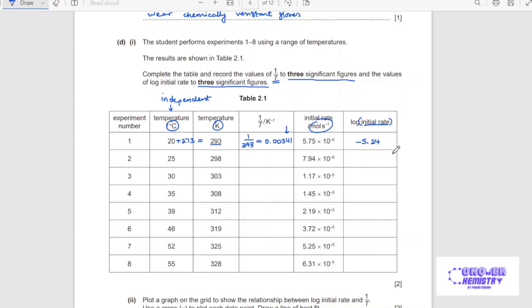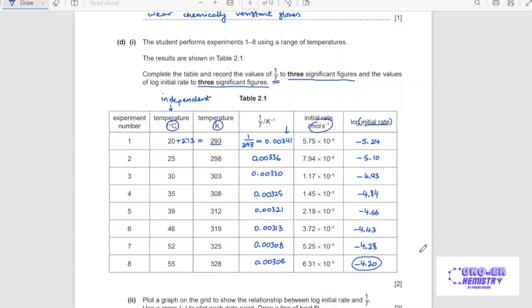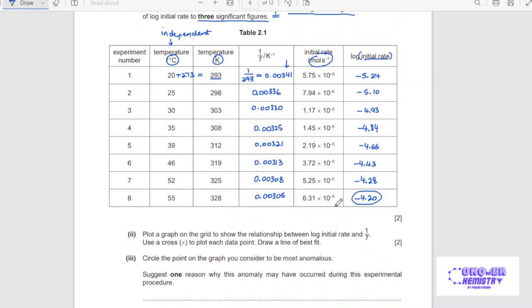Now I'm just going to fill in the rest of the table. And with a snap of my fingers, the values are ready. So now here's the thing, I've made sure that all values are to 3 significant figures for both 1 over T and log of initial rate. Now, one little tip that I would like to give you here is be careful with your rounding, okay? Especially this last value over here, minus 4.20. From the calculator, this actually came out to be minus 4.199, something like that, all right?